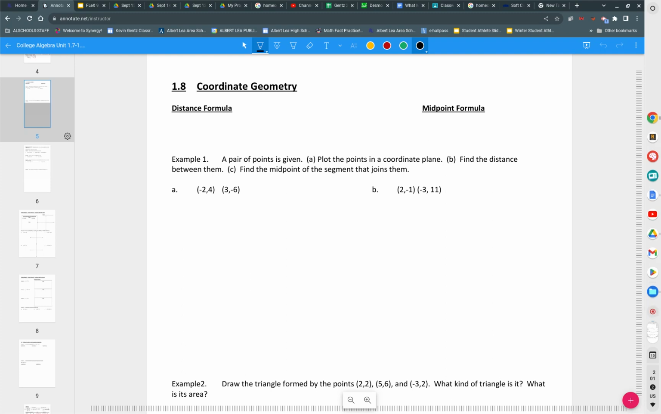Connor, we're dedicating this lesson to you. We miss you, buddy. We hope you're doing okay. We thought we'd do some coordinate geometry for you. So, there you go.